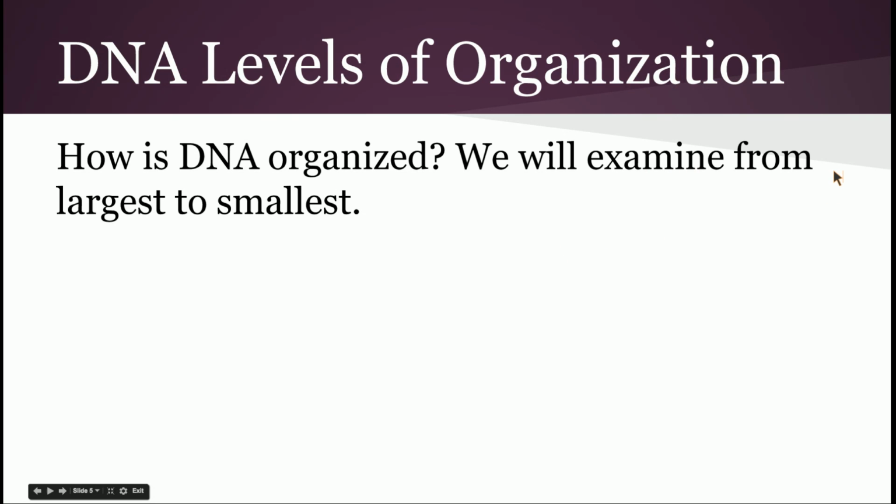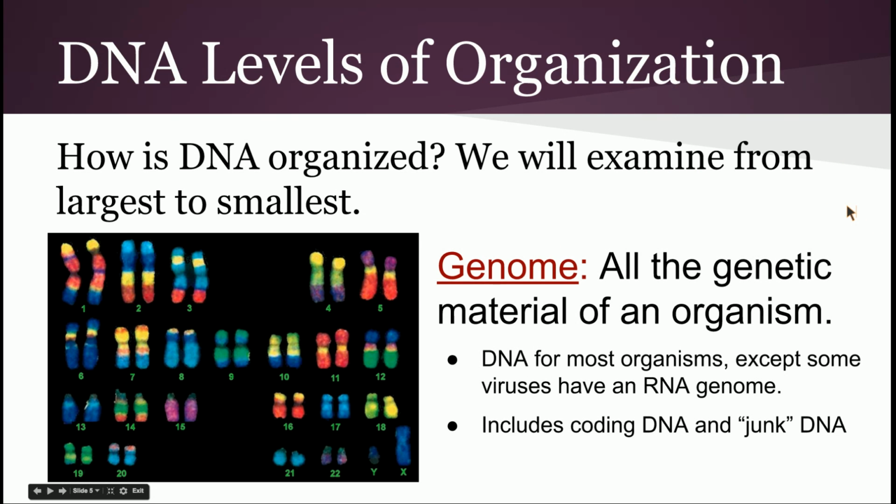So we have to look a little bit at how DNA is organized. The largest scale, so we're going to go from largest to smallest, is your genome. Your genome contains all of the genetic material of any organism. So the human genome, which was sequenced fairly recently in the last couple decades, looked at what's in every single one of our 46 chromosomes. Now, when we look at the genome, we're talking about coding regions. So these are sections of DNA that actually have information that's used by your body to create proteins. And then there's also junk DNA, so sections of DNA that don't really code for anything.